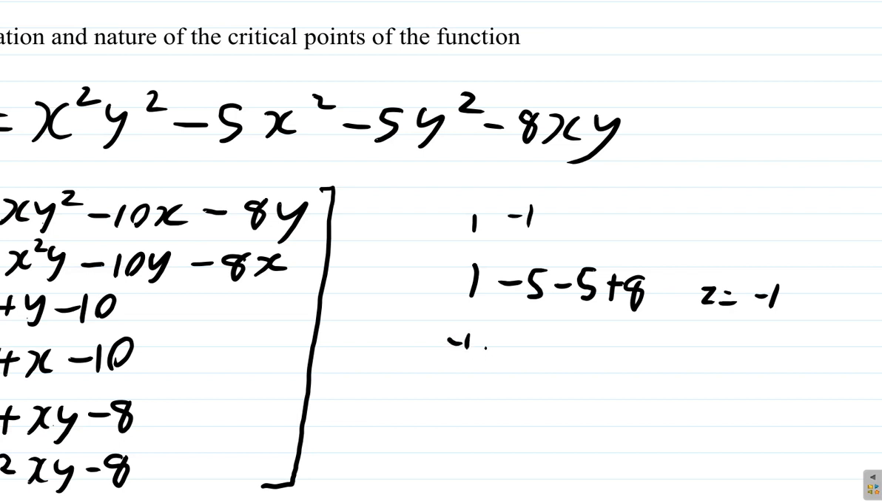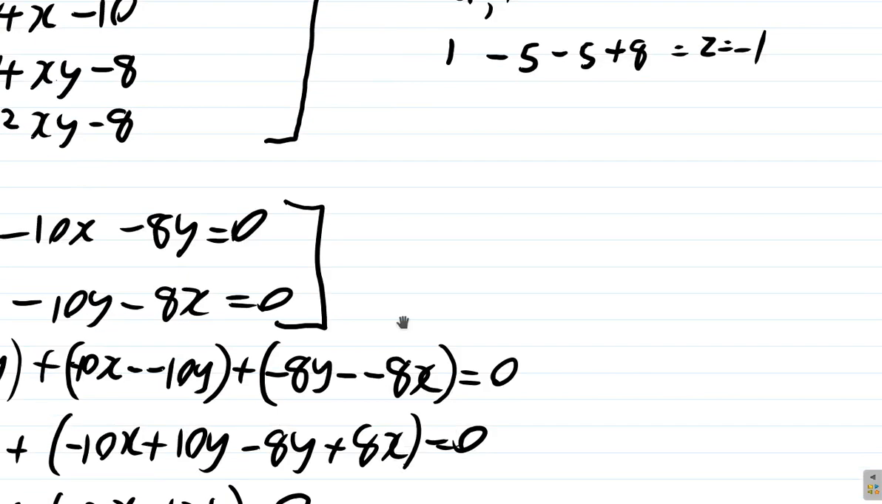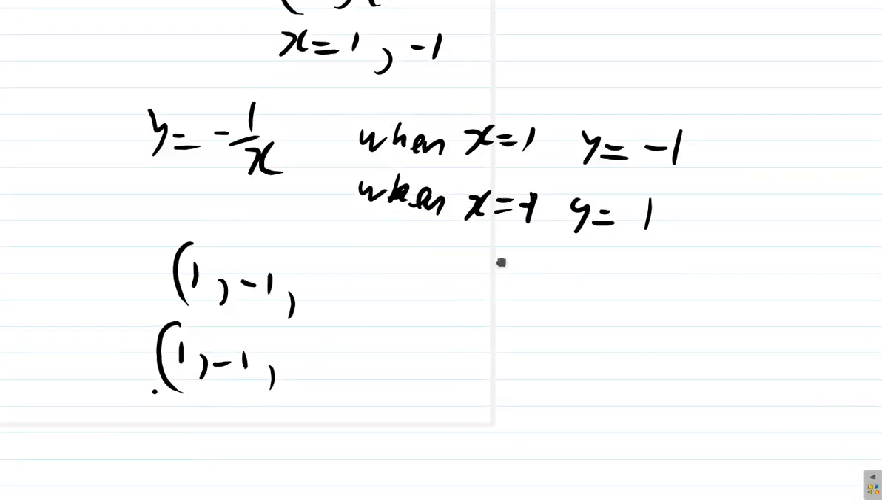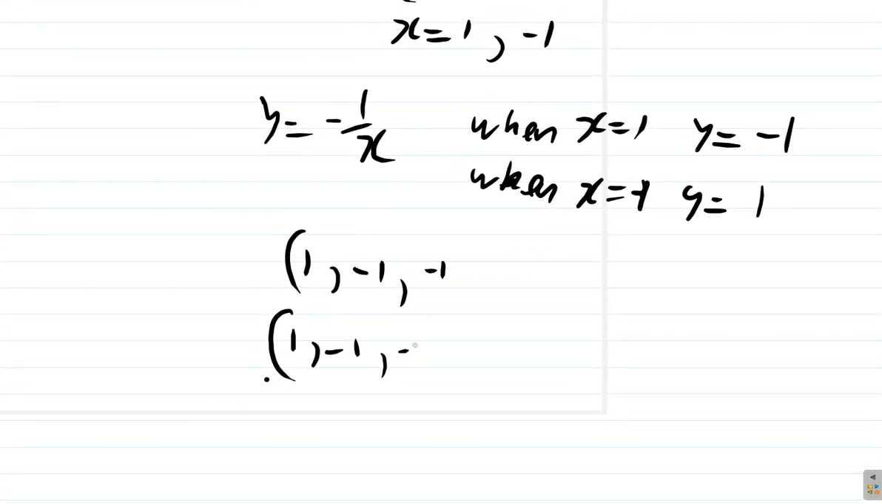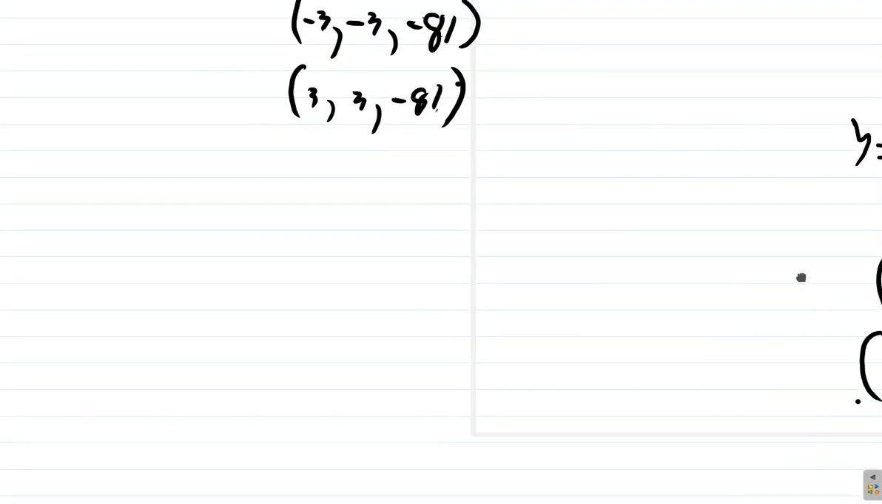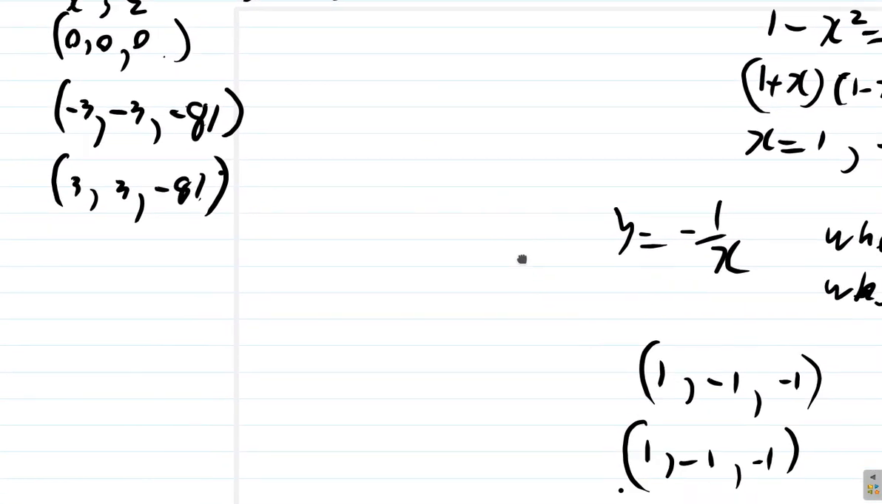And at x equal negative 1, y equal 1, we would have negative 1 squared is 1 times 1, which is 1, minus 5 by negative 1 squared would be 5, minus negative 1 squared is 1, times 5 is 5, minus 8 by negative 1 by a positive 1 will be plus 8. Same thing, z will be negative 1 in both cases. So what you would have is negative 1, negative 1. So we have these as critical points.